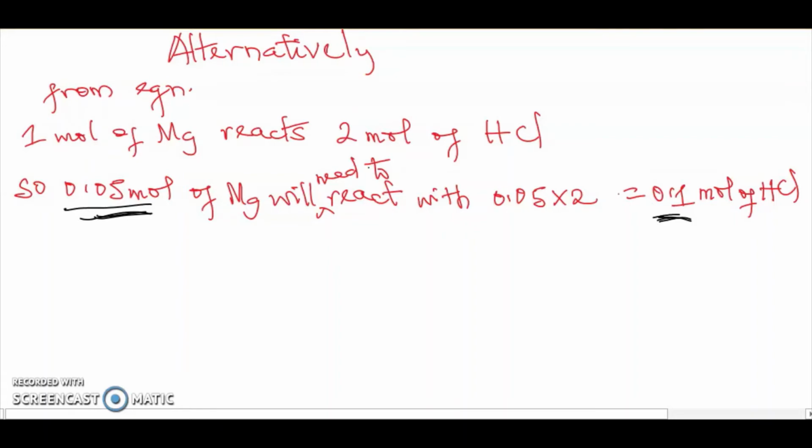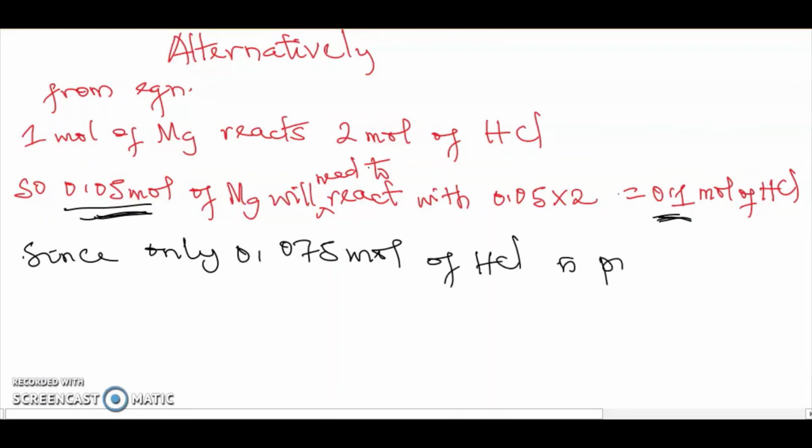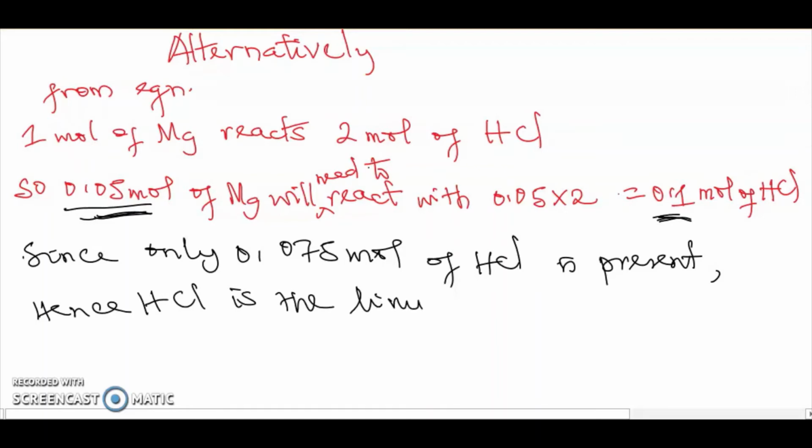So because of this, we can conclude that since only 0.075 moles of HCl is present, hence HCl is the limiting reagent or the limiting reactant.